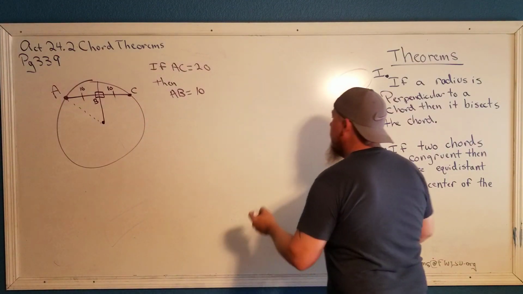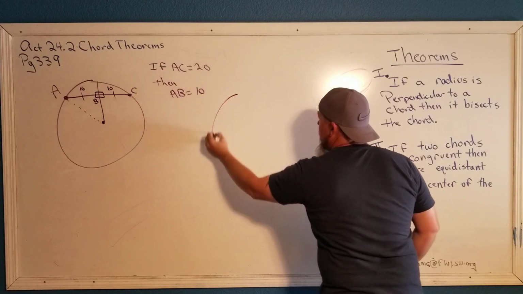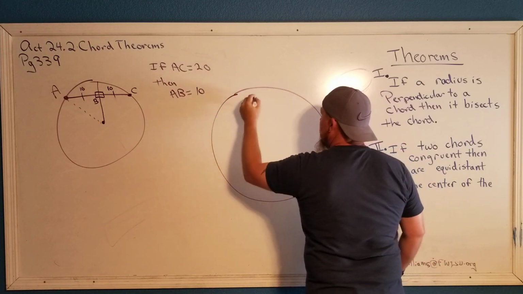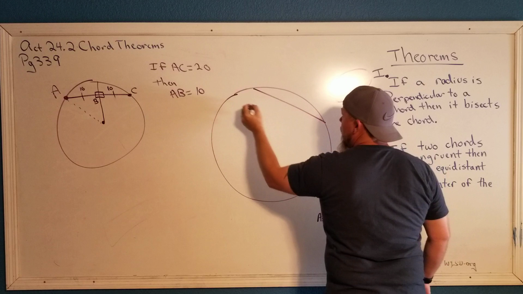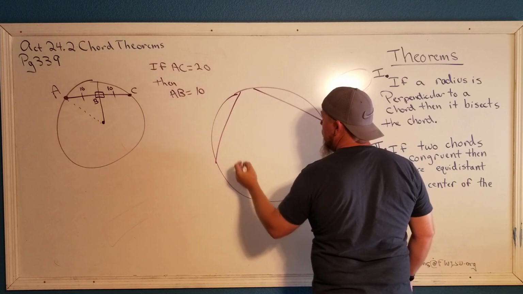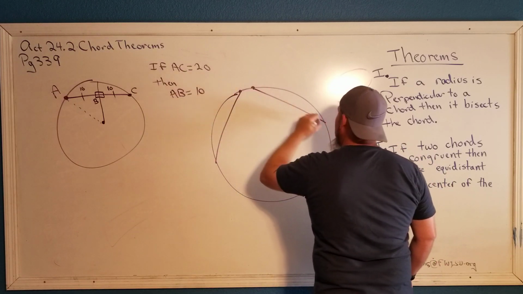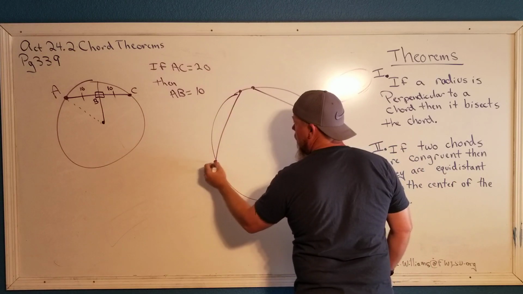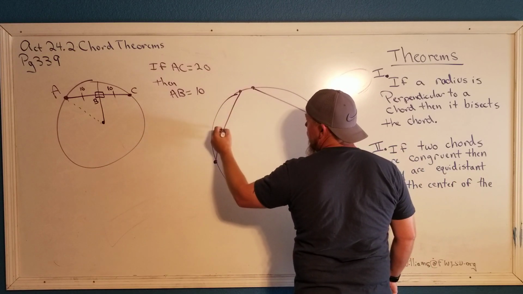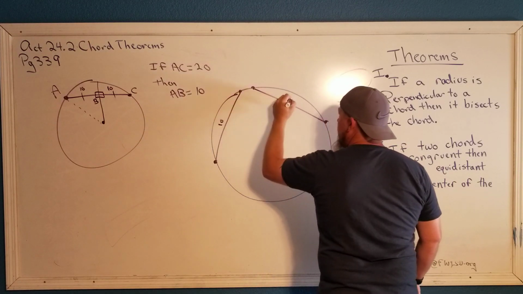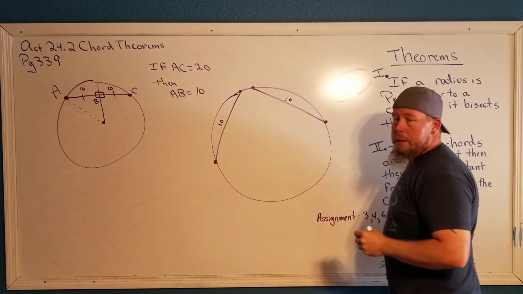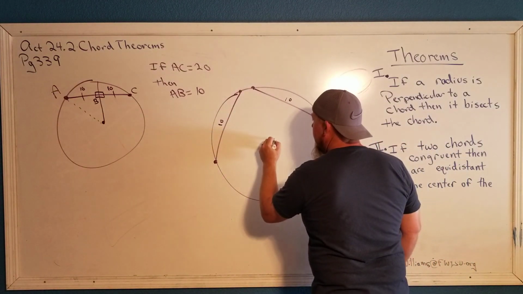What does that mean? This one's a little more complicated to draw, so we'll draw a little bigger. Let's say we have a chord here and a chord here, and these chords happen to be the same length. So let's say this length is 10 and this length is 10. Okay. What this theorem is saying is that, let's say here's our center, right?